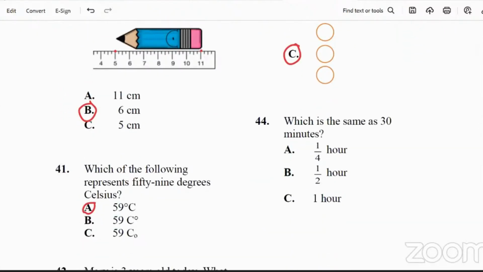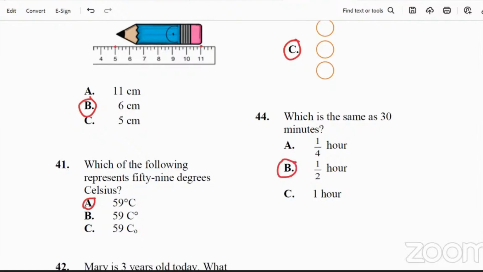All right, question 44. Which is the same as 30 minutes? Is it a quarter hour, or 1/4 of an hour? Is it half hour or 1 hour? So 1 hour is 60 minutes. So half hour would be 60 minutes divided by 2. So 30 minutes is half hour. Okay, 30 minutes is half of an hour since 60 minutes is 1 hour. So the answer is B. I think I was trying to do it the other way.